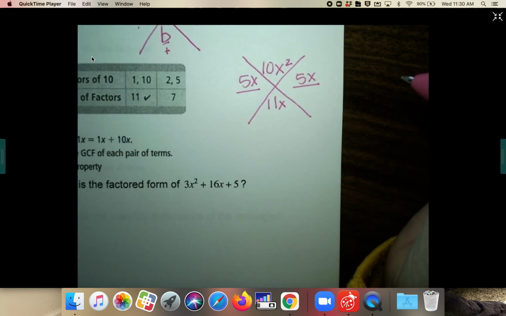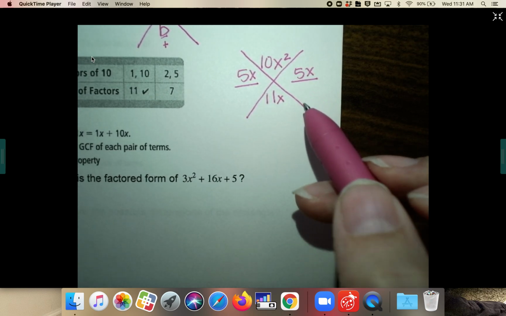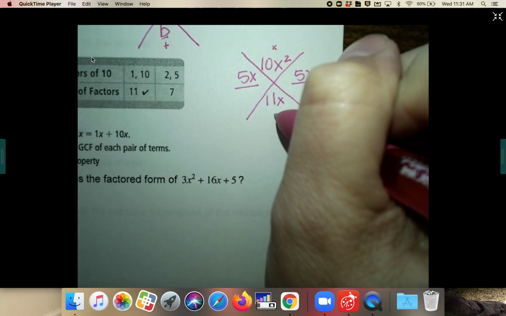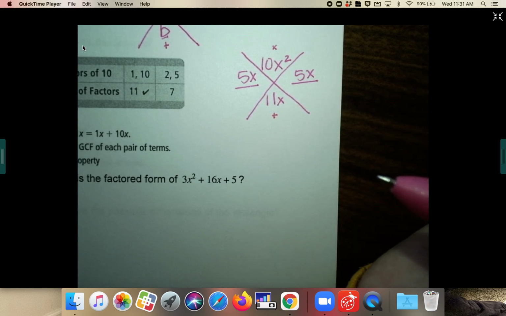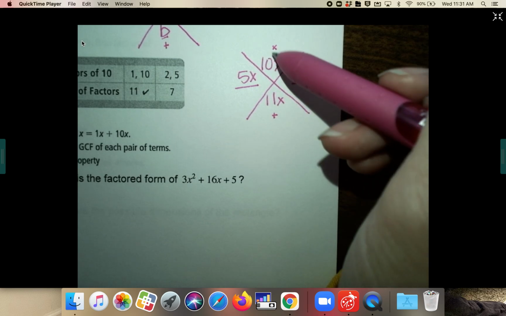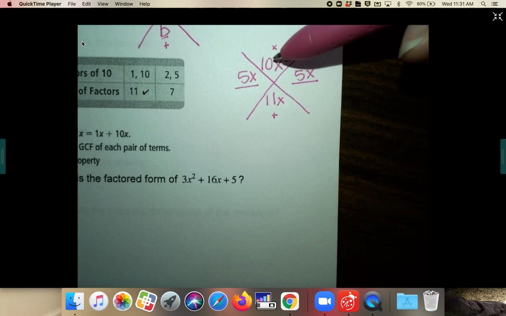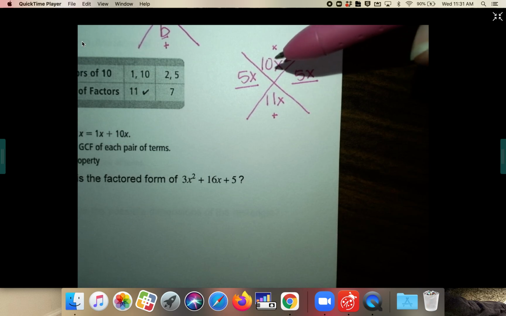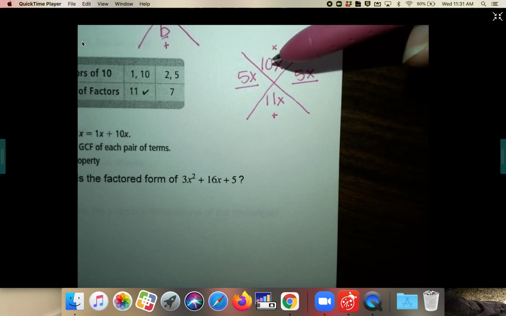All right, now here's how we determine what goes on the denominators. We're going to try to see what you can multiply to get 10x squared, and those same two numbers have to be two numbers that if I add them, I get 11x. So let's think of my factors of 10 that when I add them, I'm going to get 11. The only factors of 10 are 10 and 1, which does equal 11, or 5 and 2, which does not equal 11. 5 times 2 is 10, but 5 plus 2 is 7, so it's not that. So it is going to be 10 and 1.